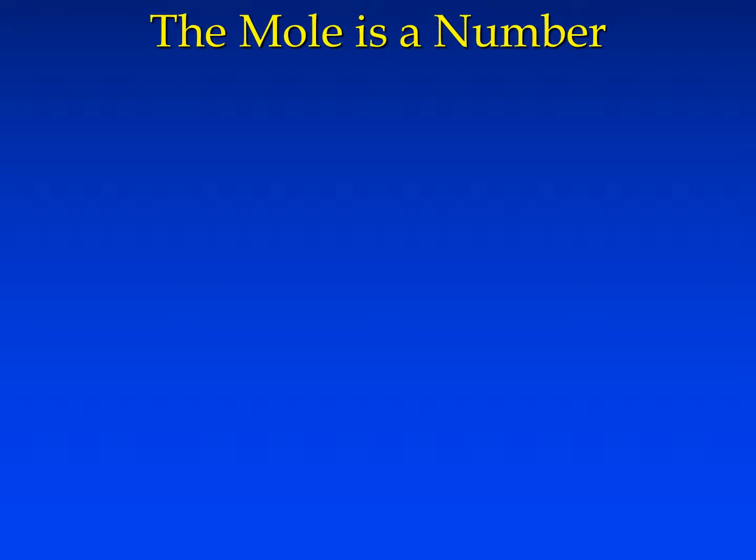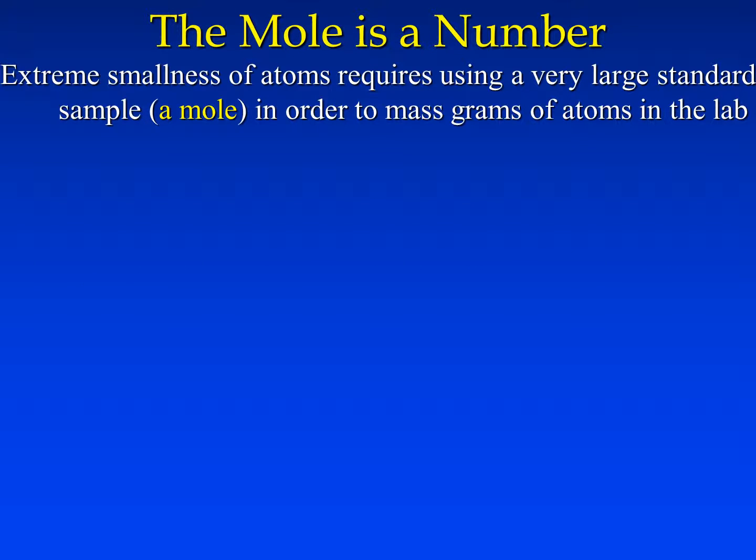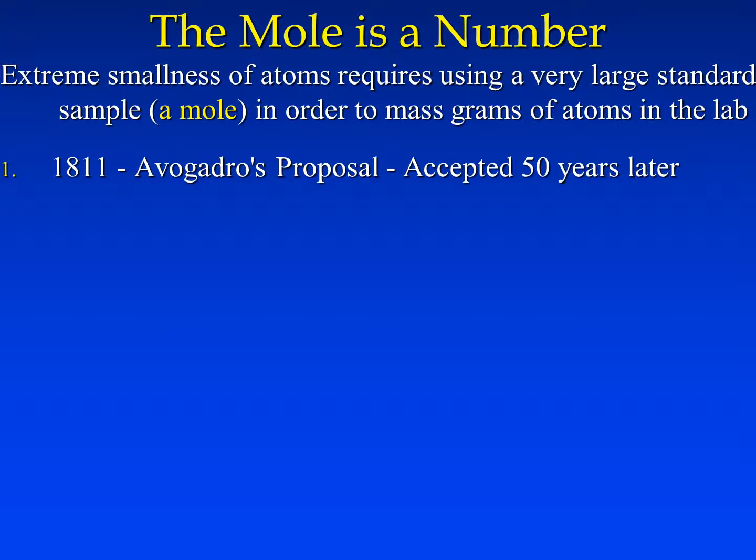The mole is nothing really but a big number. The extreme smallness of atoms requires us to use a very large standard sample, a mole. In other words, it requires us to use a very large number so that we can mass grams of atoms in the lab. The idea was proposed in 1811 by Avogadro, who was a physicist, but it wasn't accepted until about 50 years later.